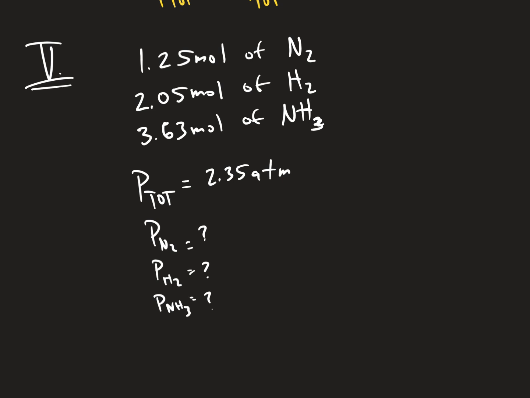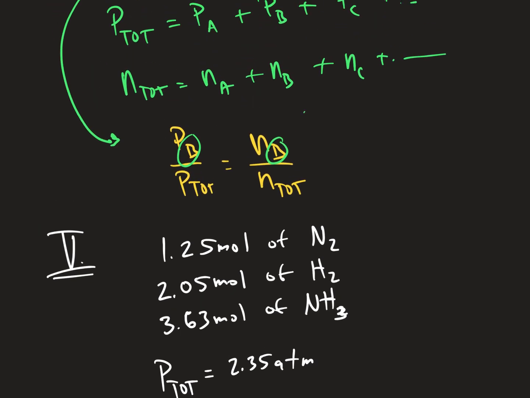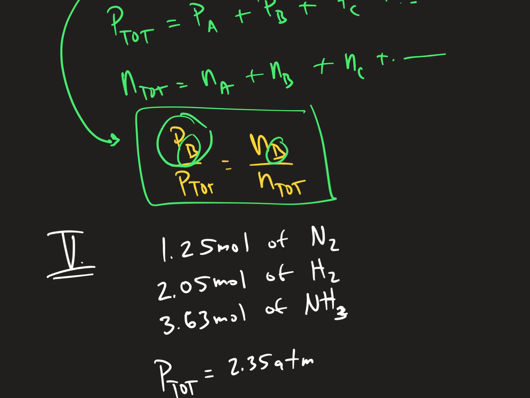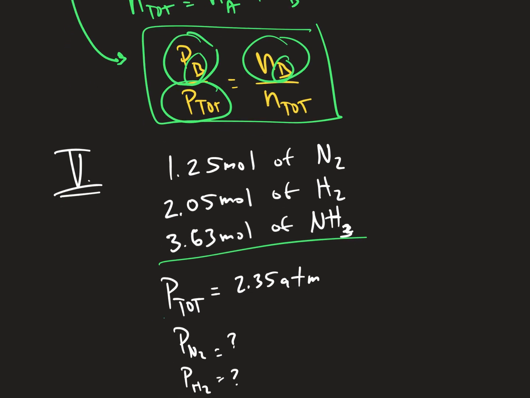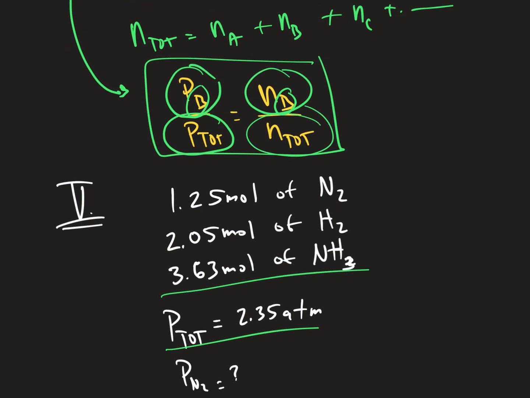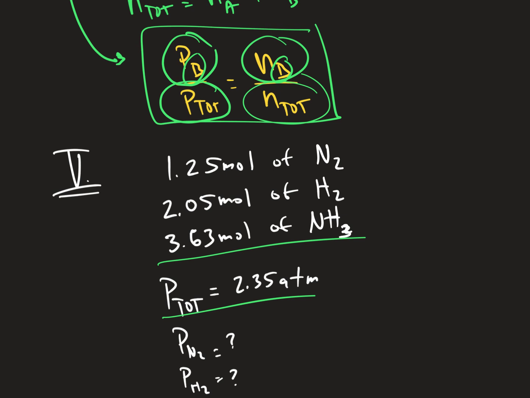So what can we do first? We're going to be using this equation, right? So we're looking for the partial pressure of a specific gas. We have to know the number of moles of that gas, and we do. We have to know the total pressure, and we do. And we have to know the total number of moles. Do we know that? We don't. Can we figure it out? How do we do that? We add all of these together. That's it.